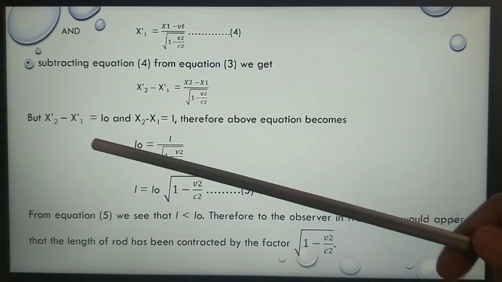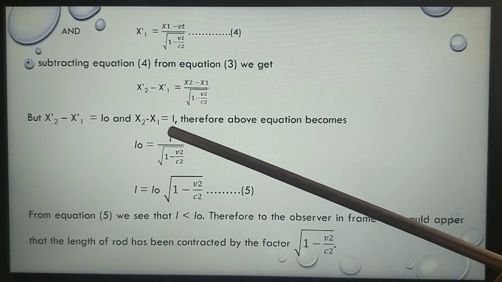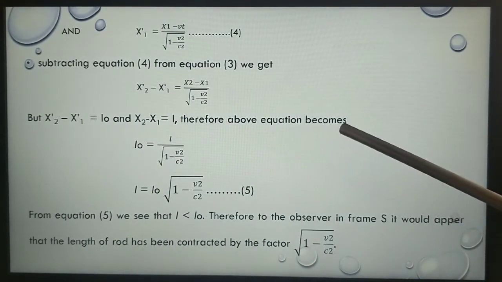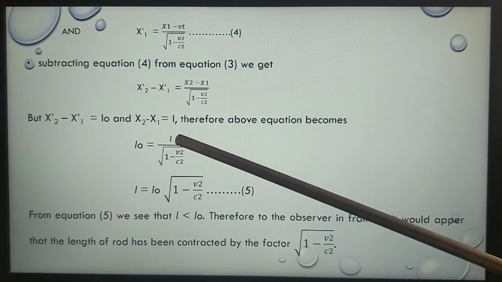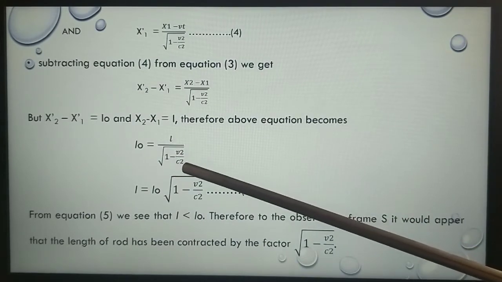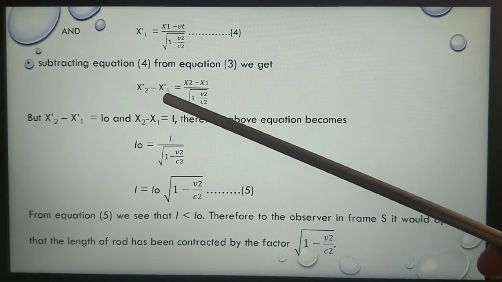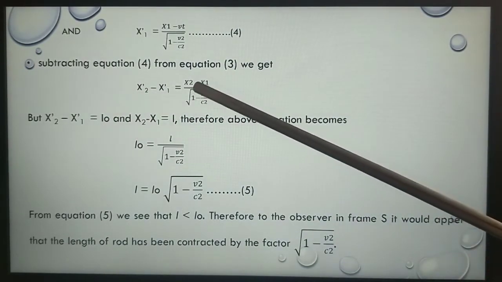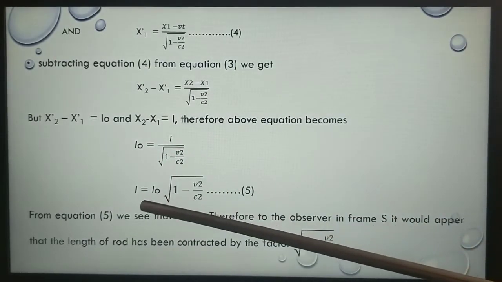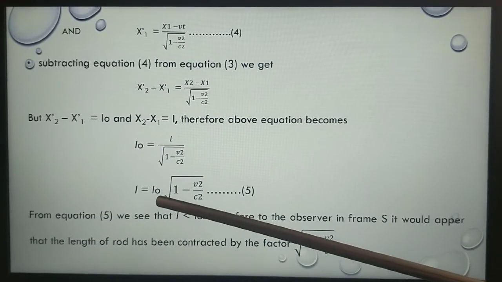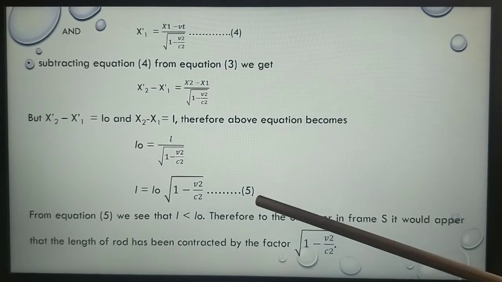But x2 dash minus x1 dash equal to L0 and x2 minus x1 equal to L. Therefore, the above equation becomes L0 equal to L upon root 1 minus V square upon C square. So here we substitute x2 dash minus x1 dash equal to L0 and x2 minus x1 equal to L. Therefore we write L equal to L0 into root 1 minus V square upon C square, equation number 5.